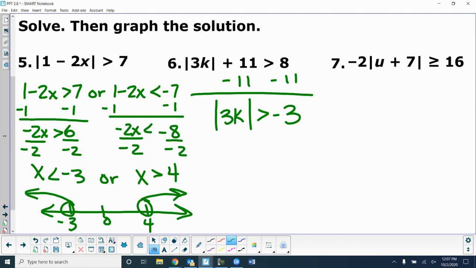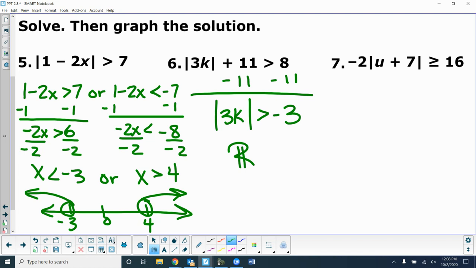The absolute value of something is greater than -3. Won't that always be true? Because the absolute value of anything is a positive number, right? So this side will always be bigger than a negative, right? So do we need to go any further? No. We can stop and say any number I put in place of the k is going to work. Okay?